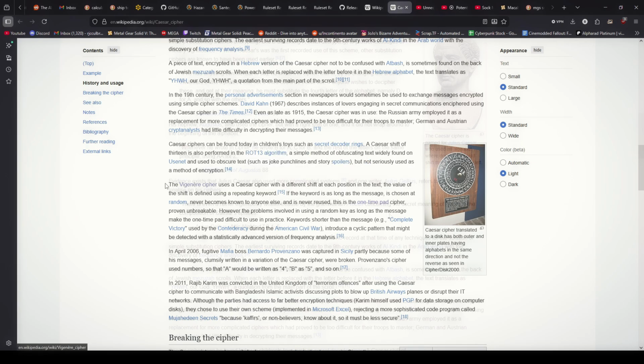The Vigenère cipher uses a Caesar cipher with a different shift at each position of the text. The value of the shift is defined using a repeating keyword. If the keyword is as long as the message, is chosen at random, never becomes known to anyone else, and is never reused, this is the one-time pad cipher. Proven unbreakable.